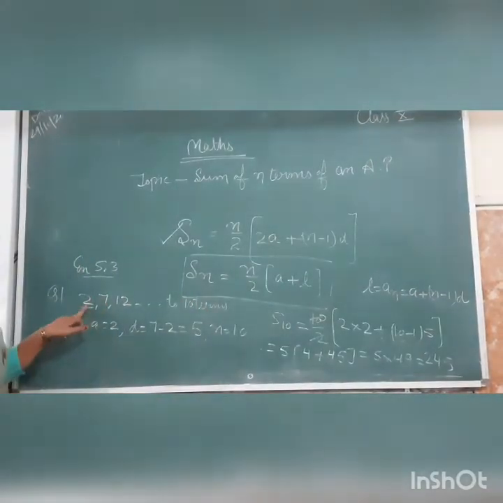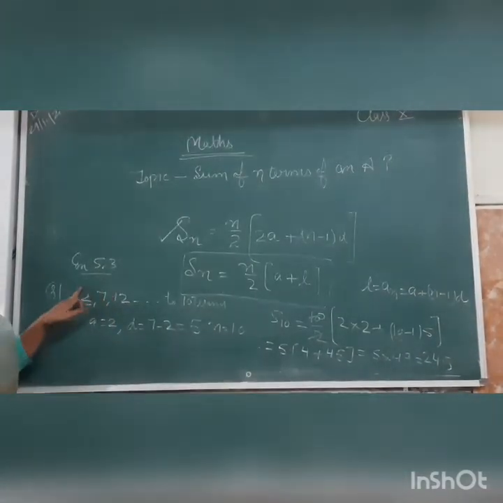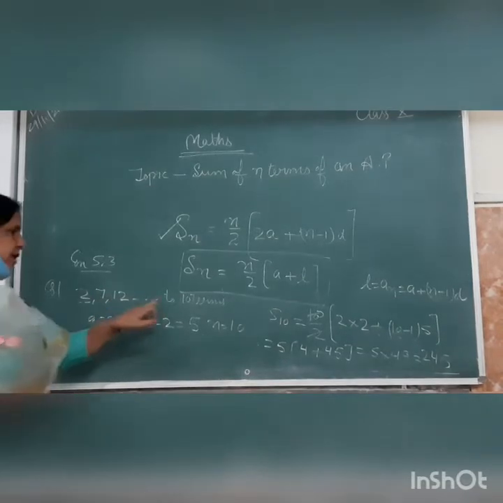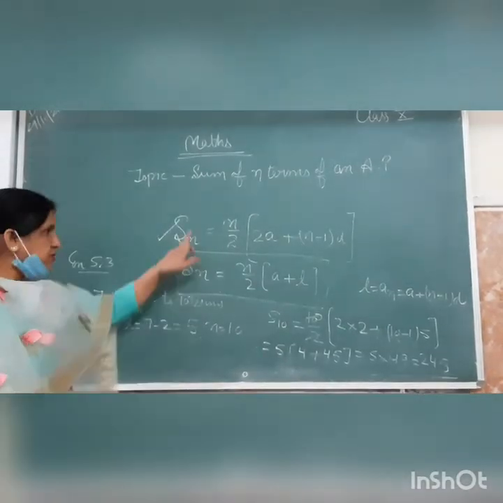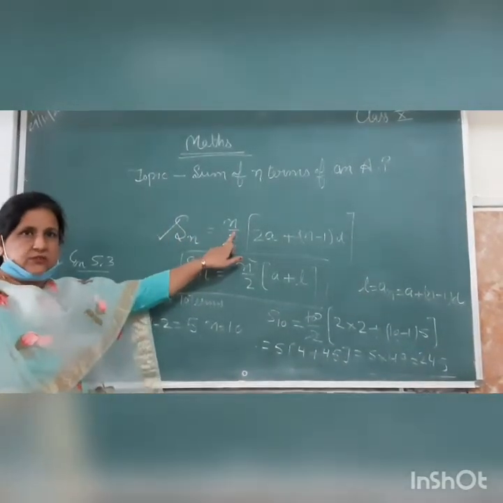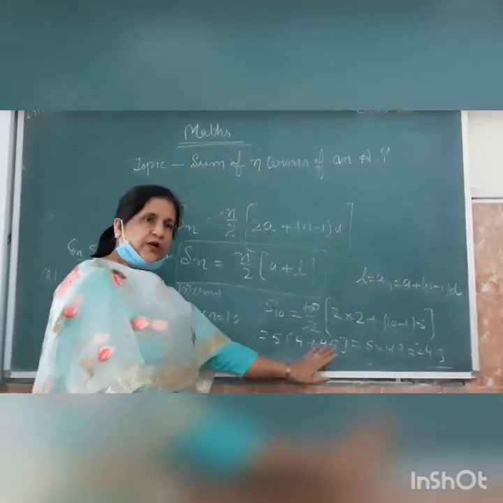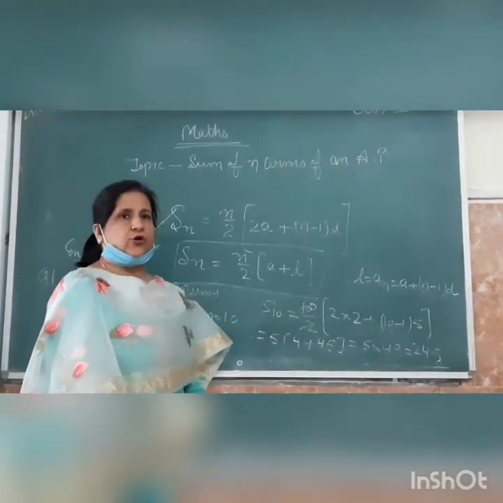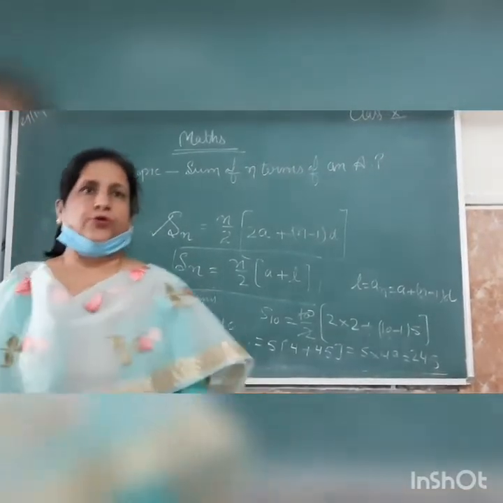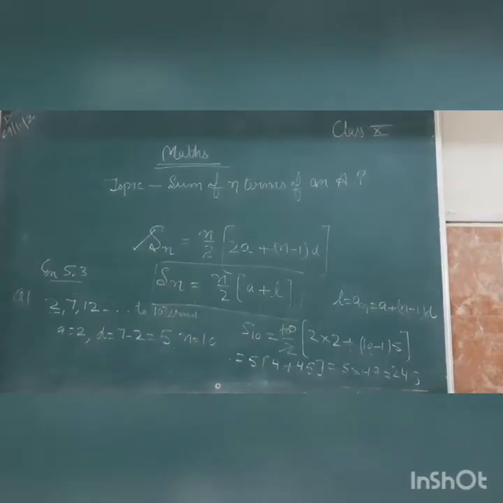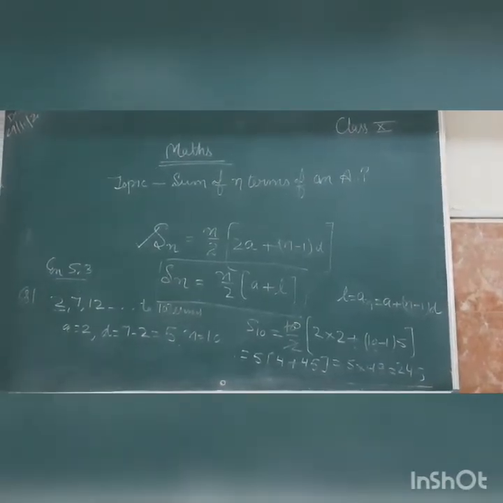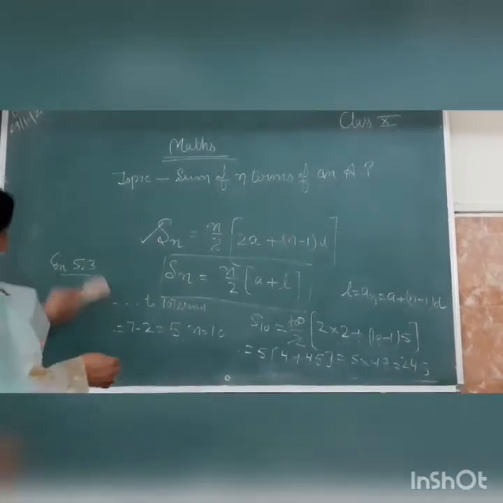So here is the given AP up to 10 terms. a is the first term, d is the common difference, second minus first, and n is 10. You can use this formula of the sum of n terms, put in all the values and solve it, and you get the answer. Is that clear to all of you? Any doubt from any student? Next, you can see another question that is based on this.